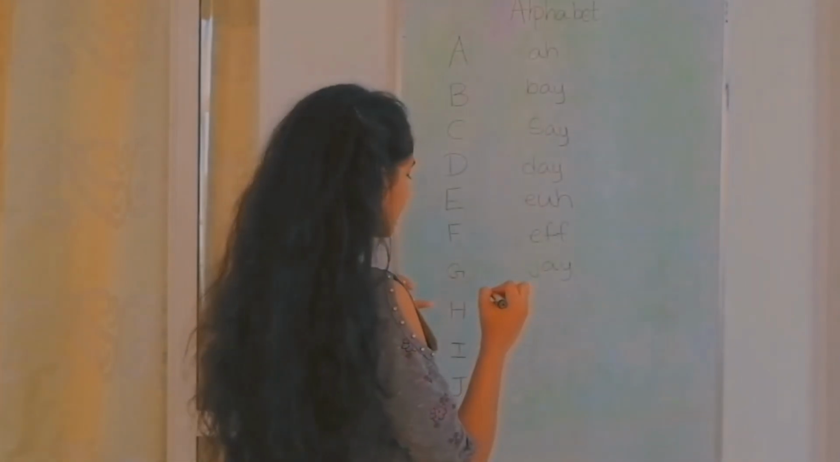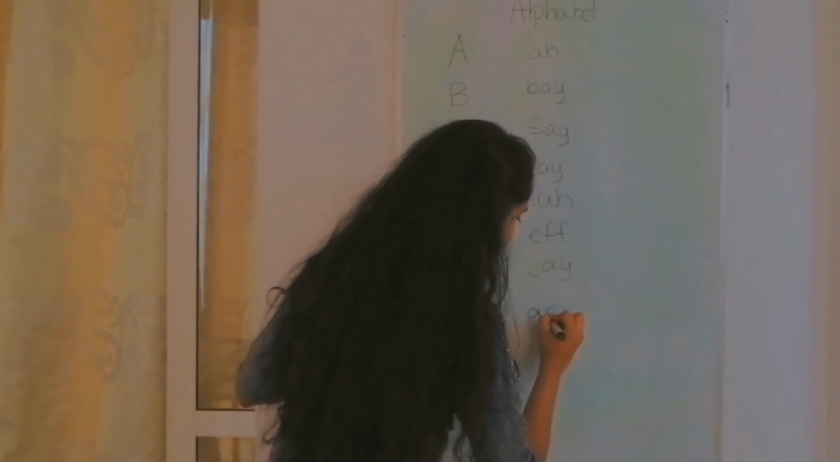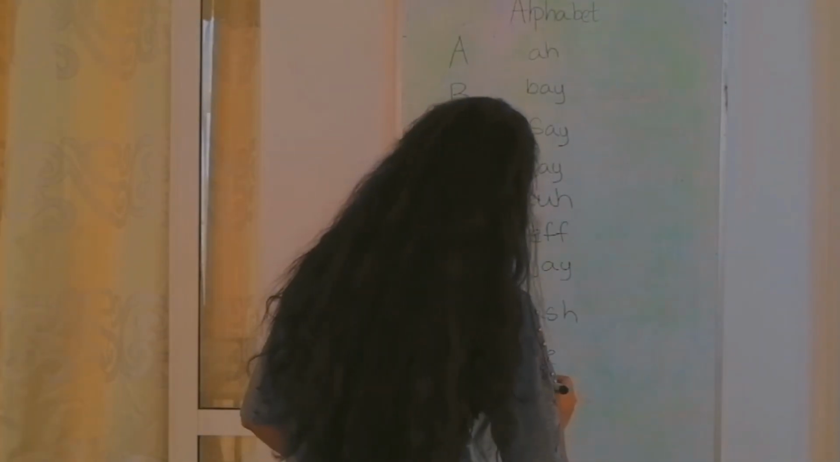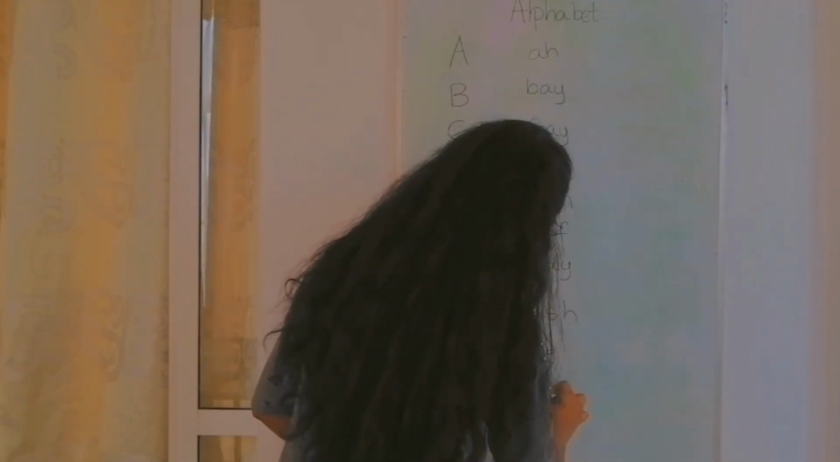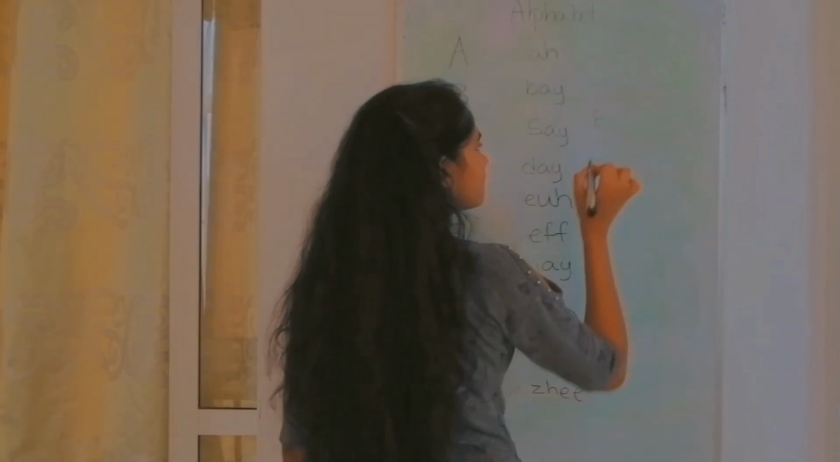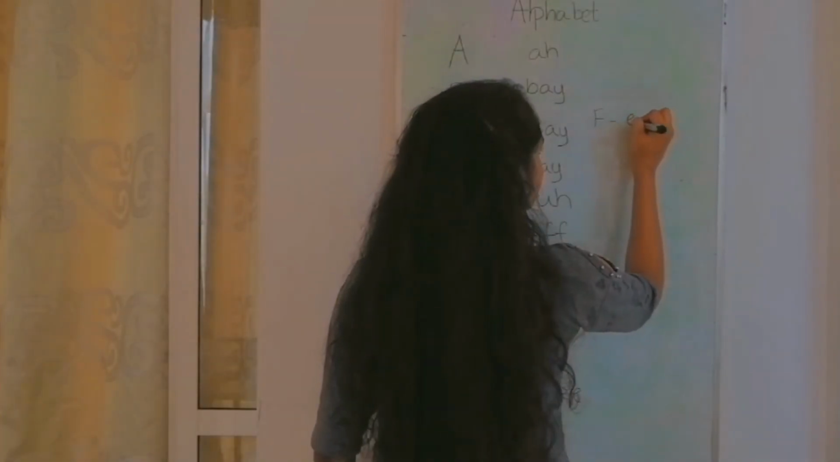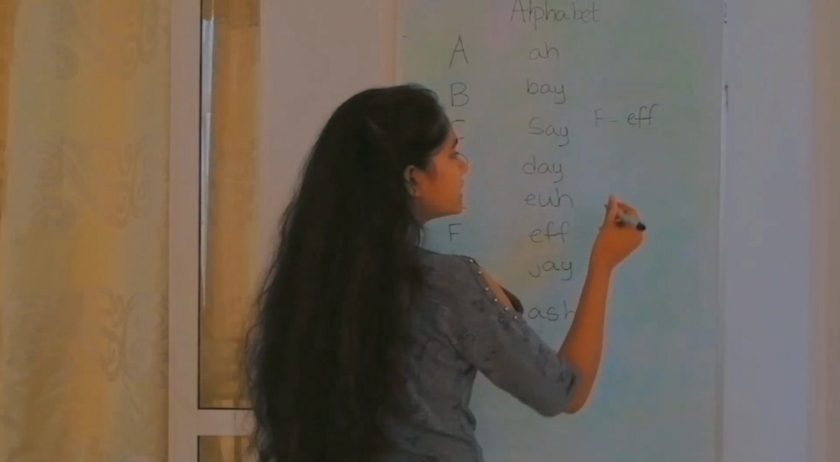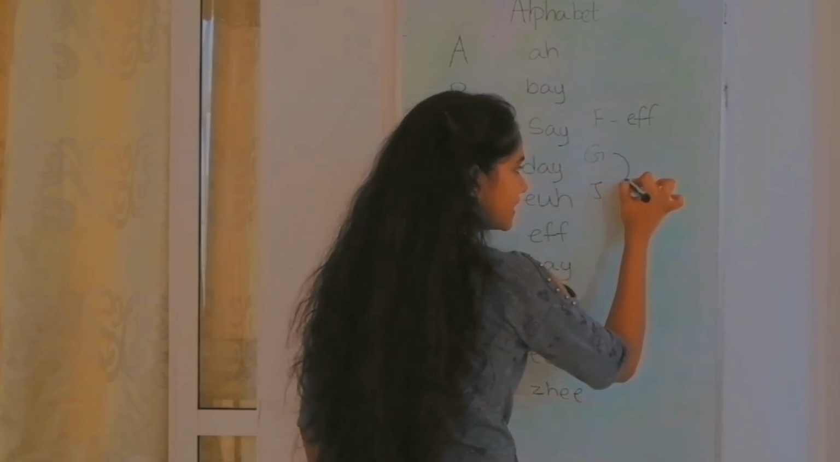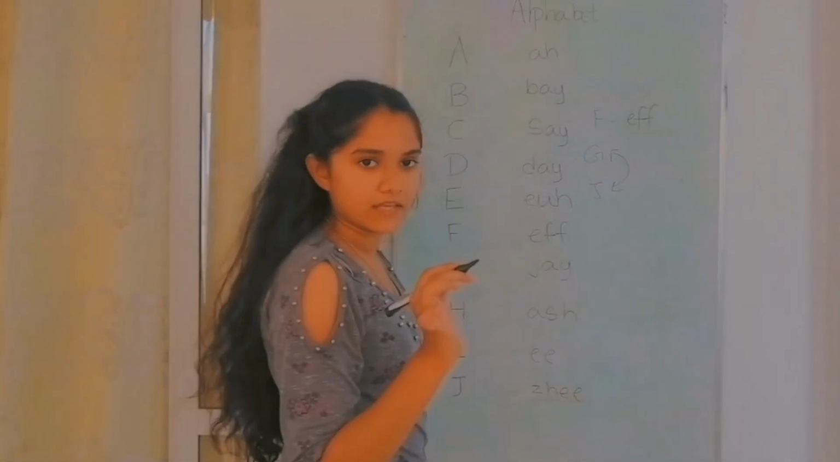J. H. Ash. Ash. J. G. So when we take F, we pronounce it as in the English alphabet. F. But G and J, we pronounce G as J and J as G.